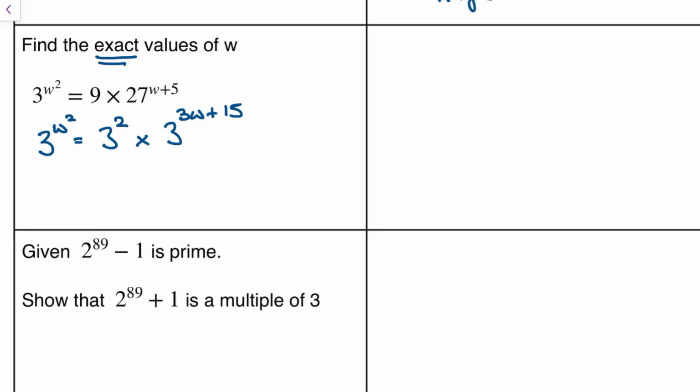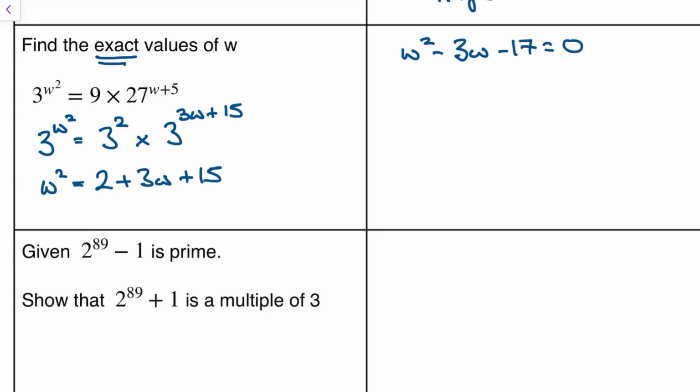So 3 cubed is 27, and then I've just expanded the bracket to give me 3 times w plus 5. Then I can do this as one big function, so therefore w squared is equal to 2 plus 3w plus 15. Okay, now I see why it says exact values. So therefore w squared minus 3w minus 17 is equal to 0. You can't factorize that, so I must use the quadratic formula. So w is equal to 3 plus or minus the square root of 9 plus 4 times 17, which is 68, and divide all that by 2.